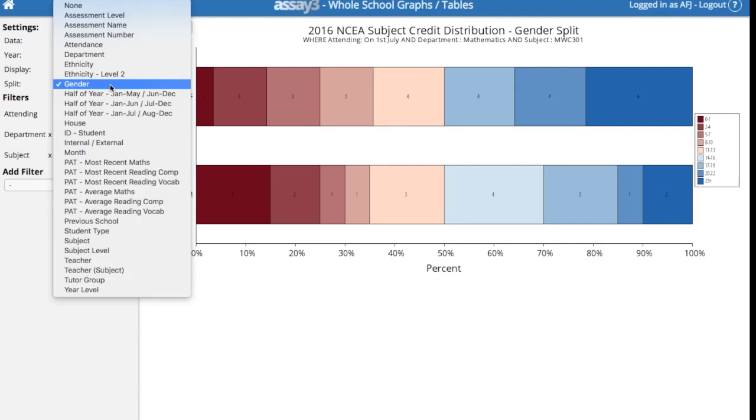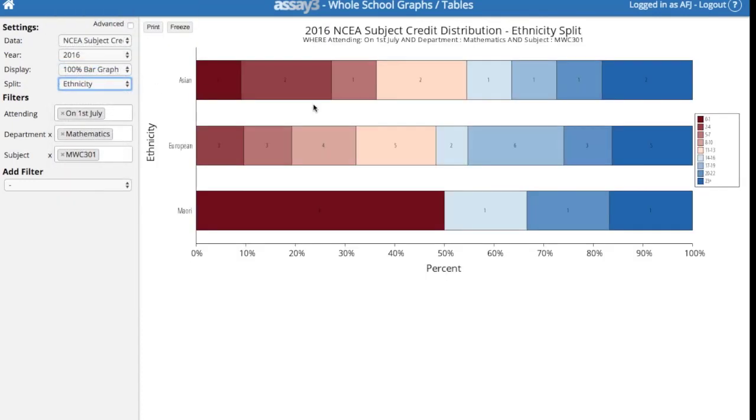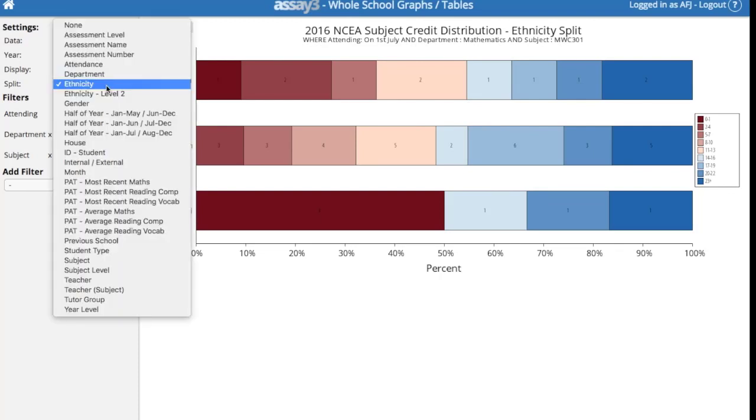So instead of splitting by gender, we might want to split by ethnicity. If we look at this, we've got European students sitting just over 50% pass, Māori students sitting on 50% pass, bearing in mind that there is only 6 Māori students in there, and just under 50% pass for our Asian students. So it doesn't appear that ethnicity is playing a part in it either.